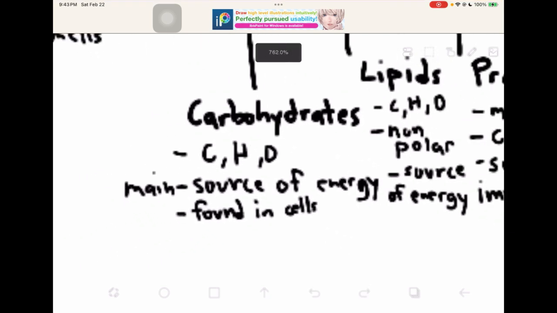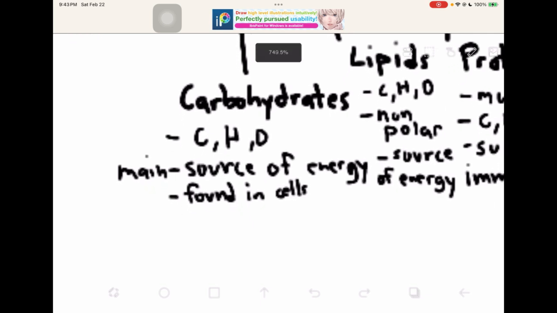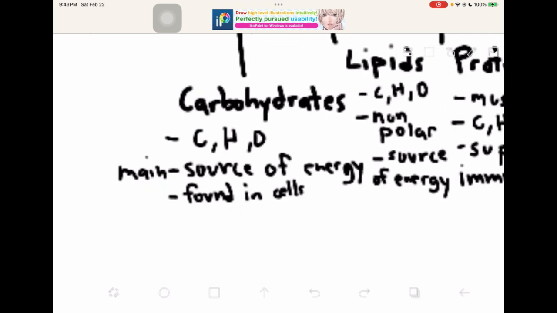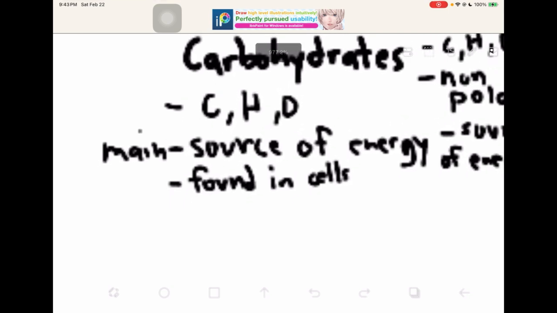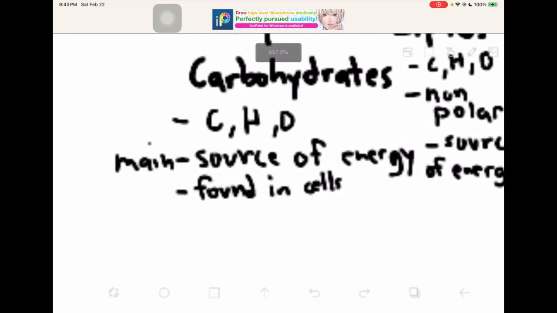Carbohydrates. These are just the main source of energy and are found in cells. So this is where we get our food from, and that's how the mitochondria is powered. Mitochondria, sorry. I forgot. But it's just the main source of energy.